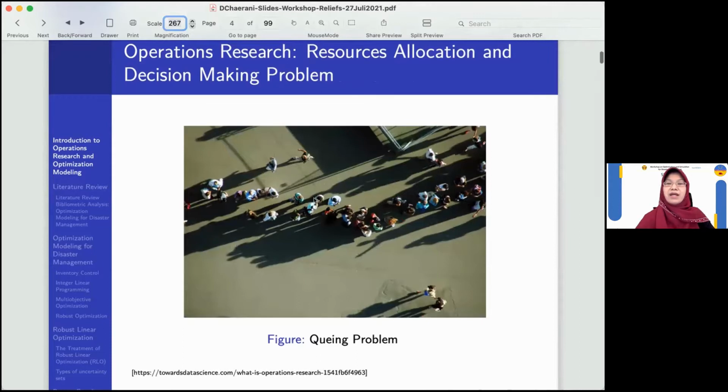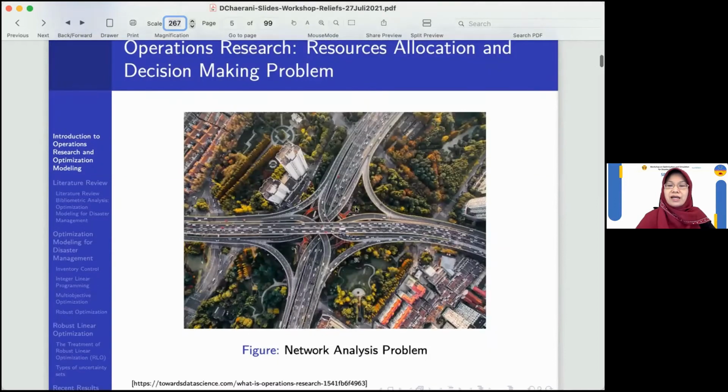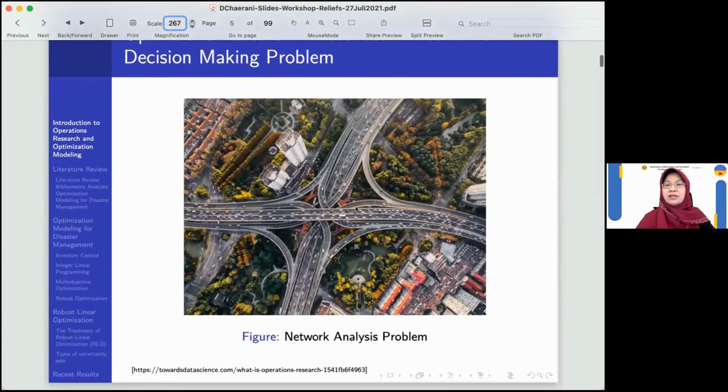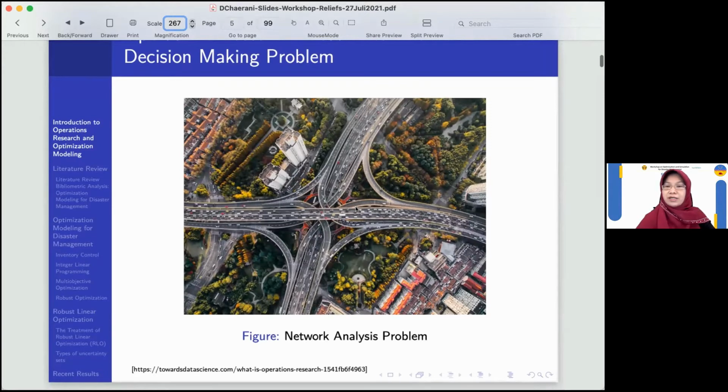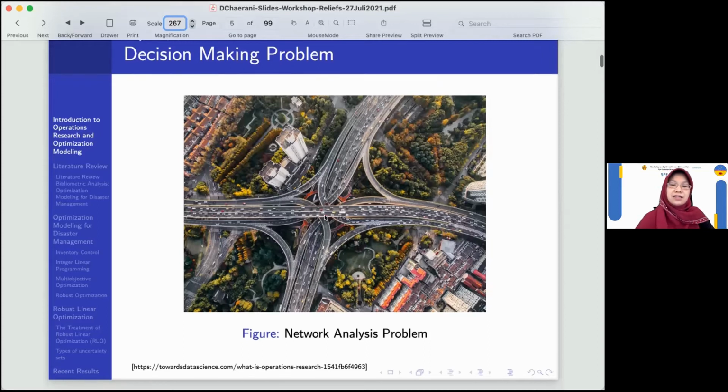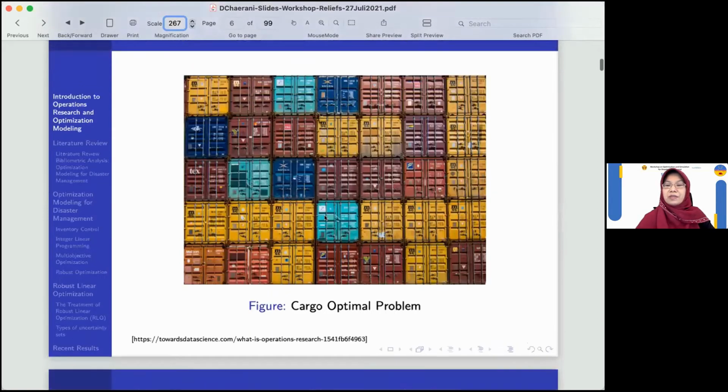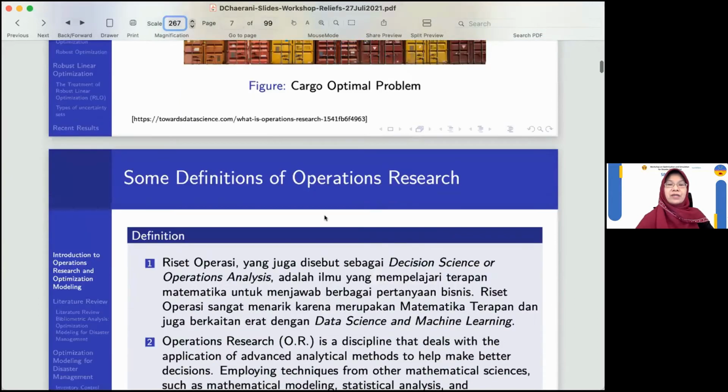The second one, what is most popular in optimizations, is queuing, because we are queuing every day. And how can we take this example to the optimizations. Then there is network analysis, how to build a tollway and highway or shipping. It has been talked about by Audi, the supply chain for the food hub during the pandemic. It is also apart from the network analysis, or maybe through the cargo optimal problems. How is the way so that cargo can be optimized on the port, for example?